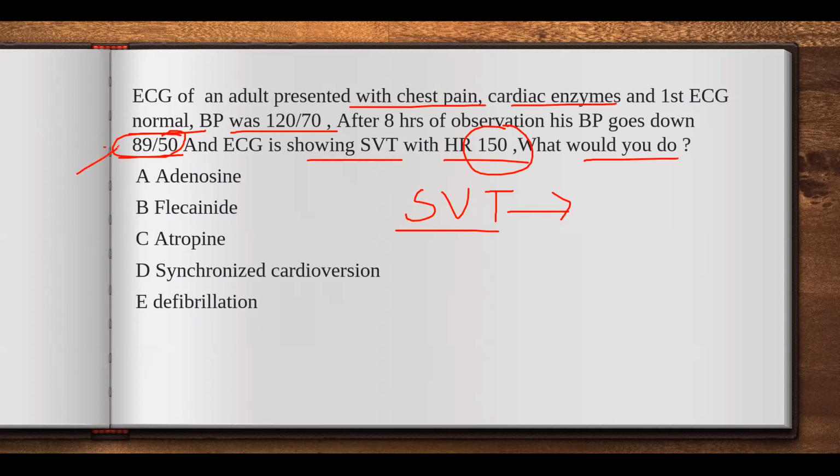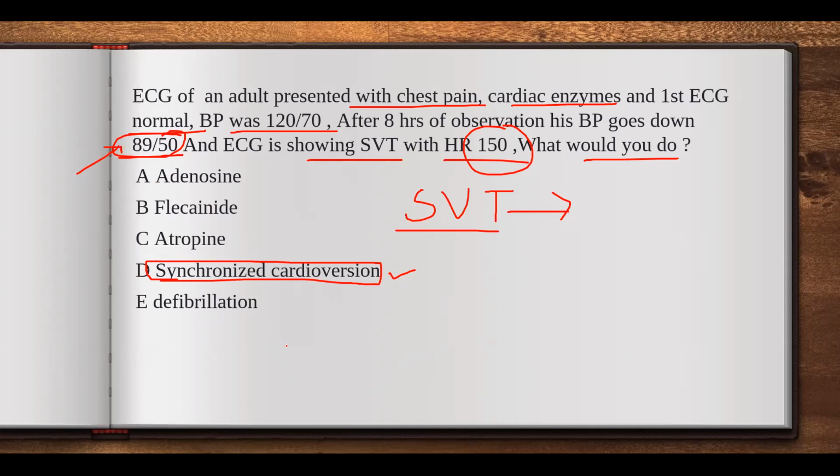This patient is unstable. Any unstable patient, if it's SVT, if it's atrial fibrillation, if it's atrial flutter, all these unstable patients will go for DC cardioversion immediately. Okay, that's the only option you will get.